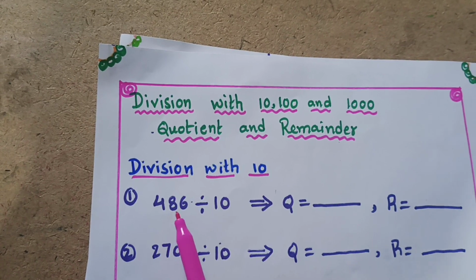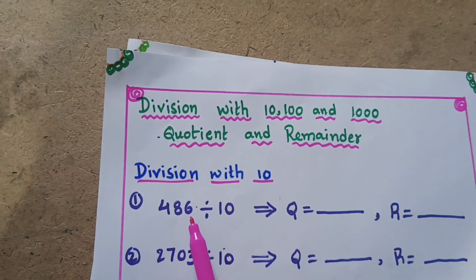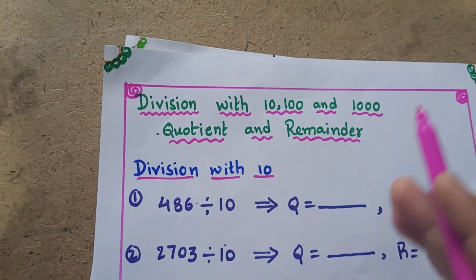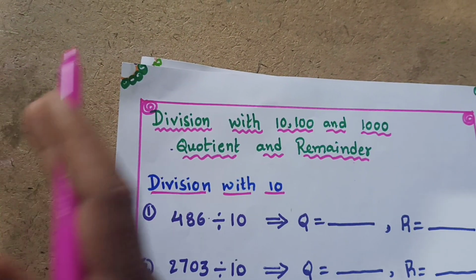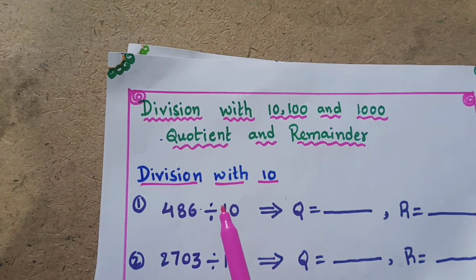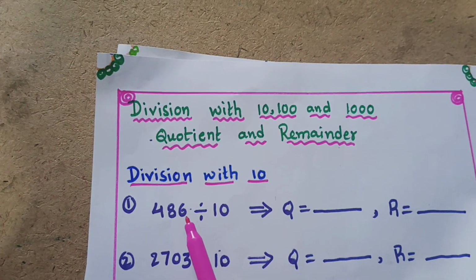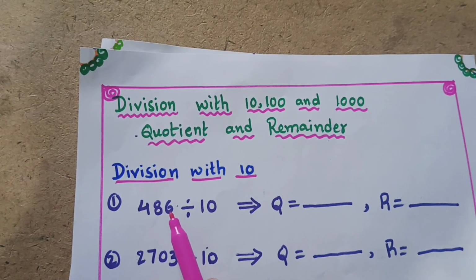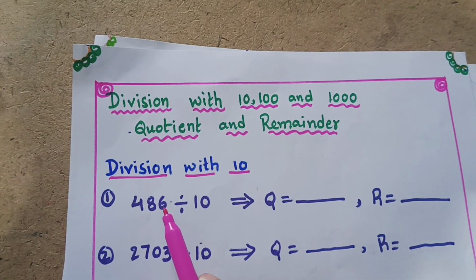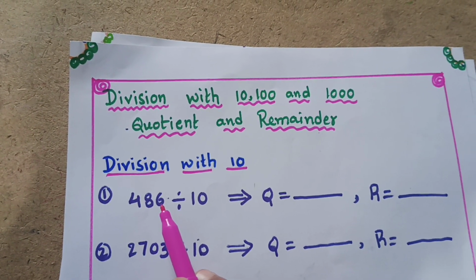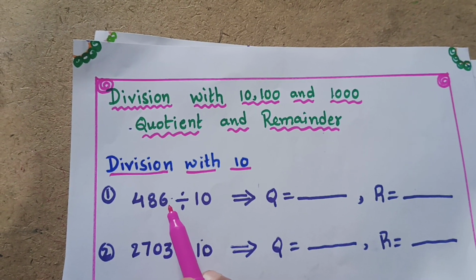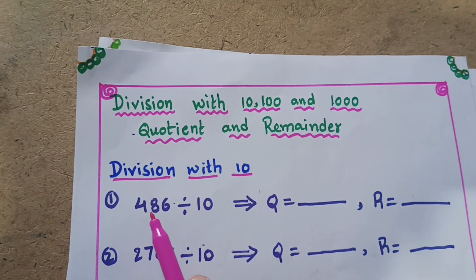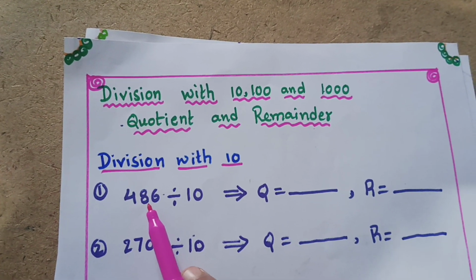In the number 486, take the last digit from the right side, right to left. This is left to right. What is the last digit from the right side? Yes, 6. 6 becomes the remainder, and the remaining part of the dividend becomes the quotient. What is the remaining part? The remaining part is 48. That becomes the quotient.